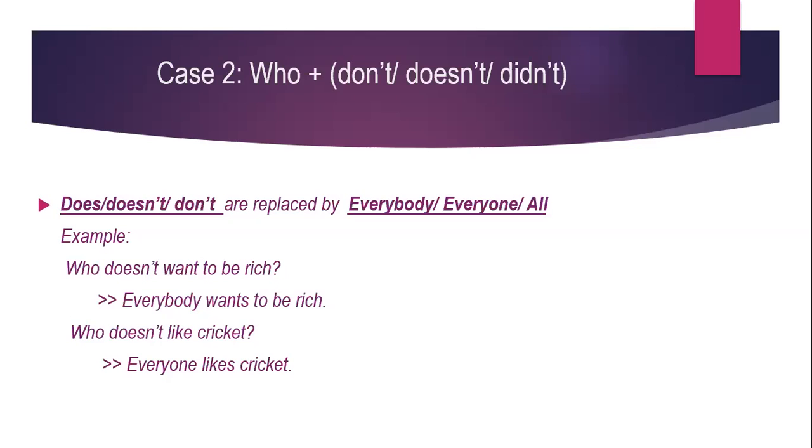Let's have a look at case 2. In case the sentence is a negative sentence and starts with who, that is, the sentence structure is who plus don't, doesn't, or didn't, followed by the rest of the sentence. These helping verbs will be replaced by everybody, everyone, or all, depending on the sentence. Example, who doesn't want to be rich will become everybody wants to be rich. Now, doesn't has been replaced by everybody. Similarly, who doesn't like cricket? Doesn't gets replaced by everyone and the sentence becomes everyone likes cricket.